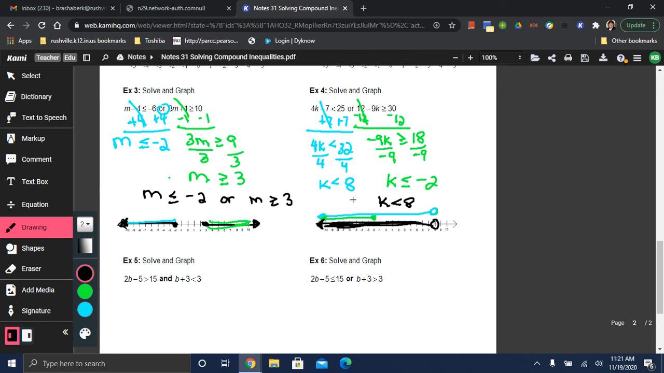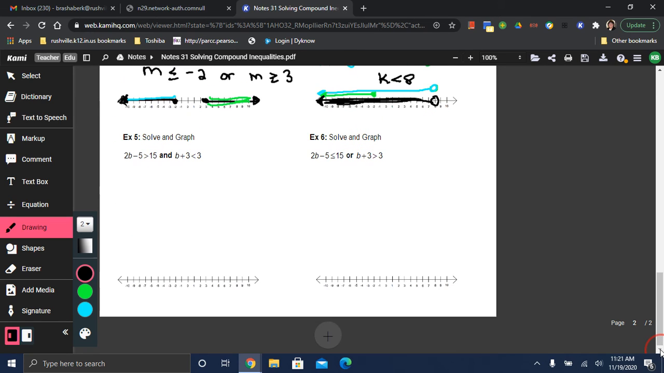All right, and then finally we'll move on to our last two examples, 5 and 6. And you'll notice that your inequalities look like they are the same, but they're connected by two different words. So we have and for our first one, we have or for our second one. So let's see what happens.